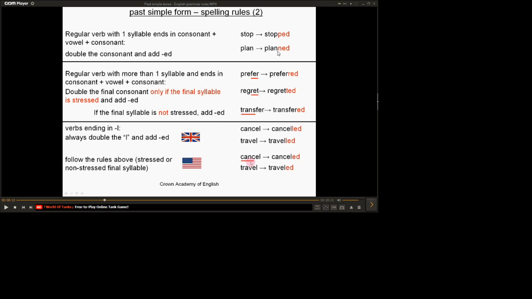Ya. Dan kalau dia pakai bahasa Inggris British, kalau akhirannya L, maka semuanya harus di-double. Cancel, travel. Kecuali yang Amerika mengikuti yang atas ini. Cancel dengan travel, ya kan? Secara pronunciation atau pengucapannya tidak jauh beda. Oke, kita lanjut. The first syllable is stressed. Okay? So those are the rules.